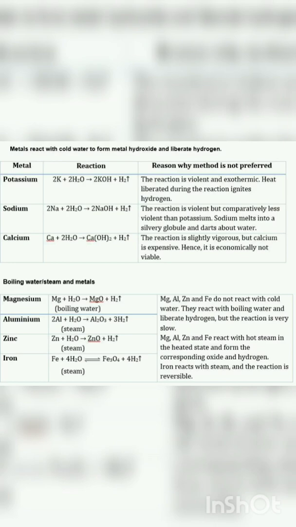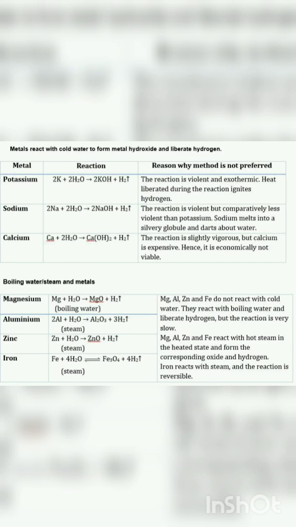The metals below iron, that is lead, copper, mercury, silver, gold, and platinum, don't even react with steam. So, as we move down the metal activity series, the reaction with water also decreases. Potassium and sodium, they were right on top. They reacted vigorously, and the reaction was explosive with cold water. And they even produced a flame, like potassium produces a lilac flame, sodium produces a golden yellow flame when it burns when it reacts with cold water.